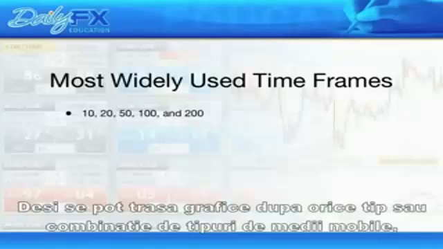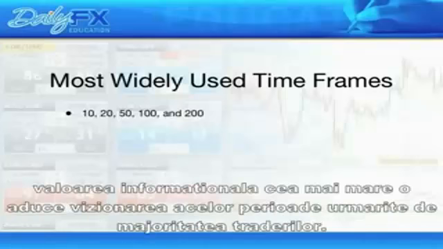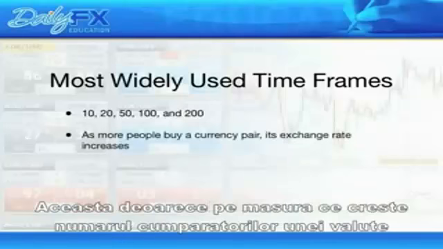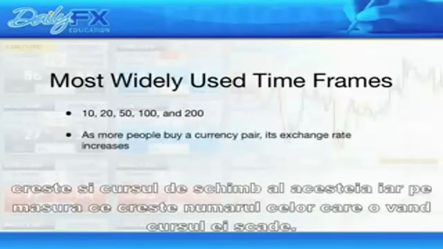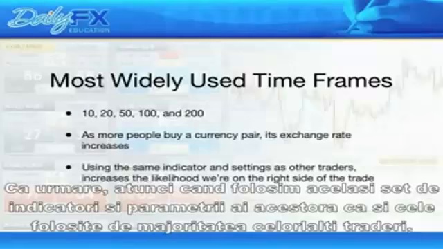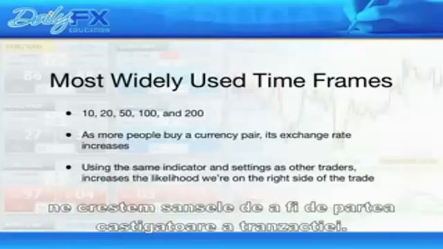The most widely used moving average periods are 10, 20, 50, 100, and 200. While any moving average or series of moving averages can be set up and show how prices have been moving, it's valuable to view periods the majority of traders are viewing. As more people buy a currency pair, its exchange rate increases. As more people sell a currency pair, its exchange rate decreases. Therefore, using the same indicators and indicator settings that the majority of traders are using, we can increase the likelihood that we end up on the right side of the trade.